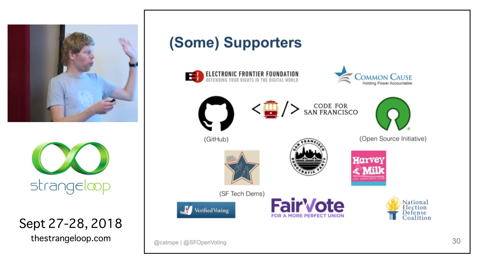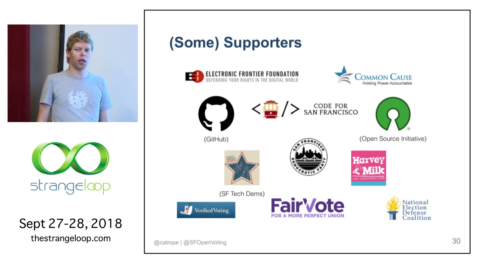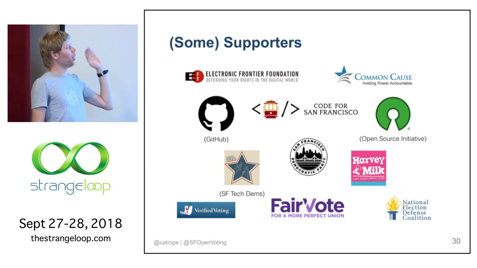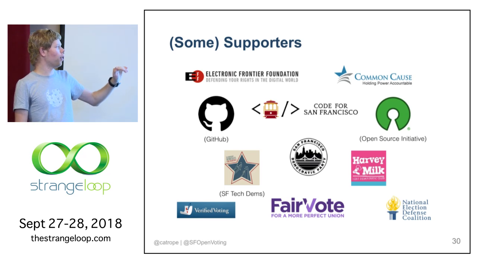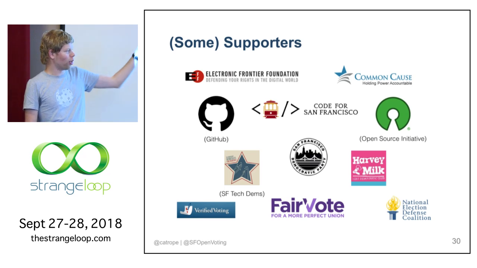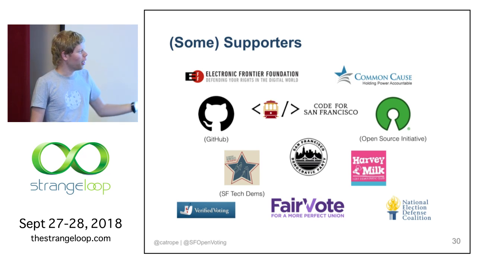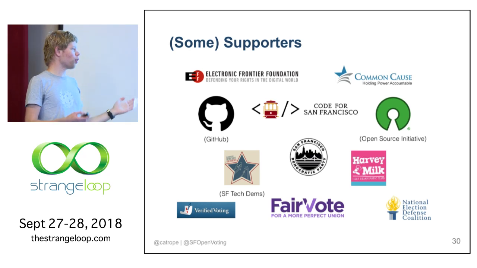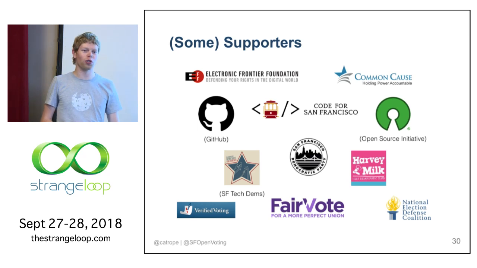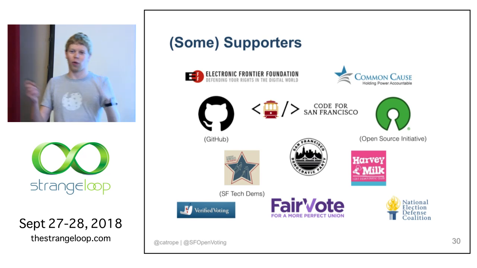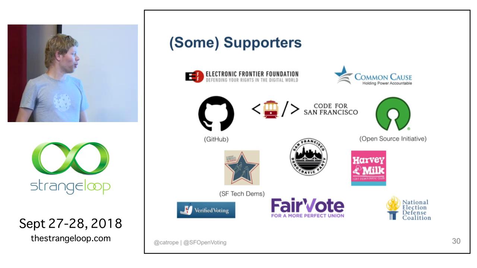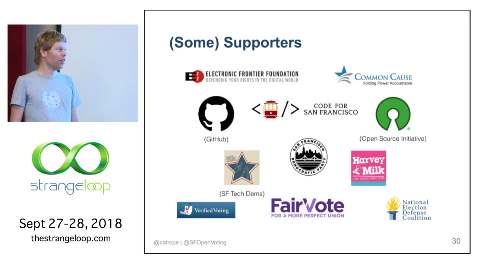This project has been supported by a lot of organizations, and this is a very hilarious slide to me because about a third of it is tech companies that people in this room recognize, like GitHub and organizations like the Open Source Initiative, and then there's the San Francisco Democratic Party and the Harvey Milk LGBT Democratic Club, and then there's other advocacy organizations like the National Election Defense Coalition, which most people only know about a third of these, and they're a different third for every person. So we've got an eclectic coalition of people behind this.